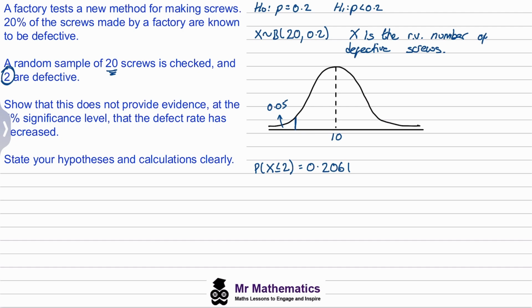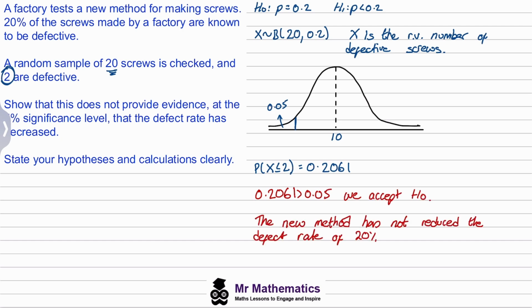So now we need to write a conclusion. So we'll say because the 0.2061 is greater than the significance level of 0.05, we accept H0, and that the new method has not reduced the defect rate of 20%. So it's really important that our last sentence always relates back to the context of the question, okay? Let's try another question.